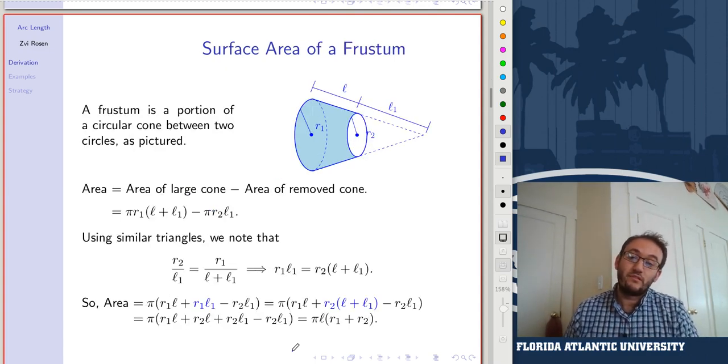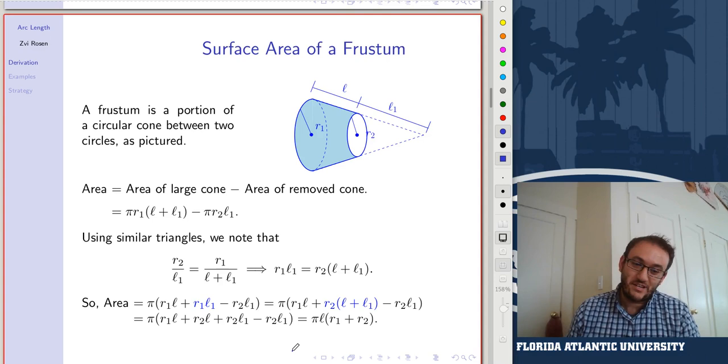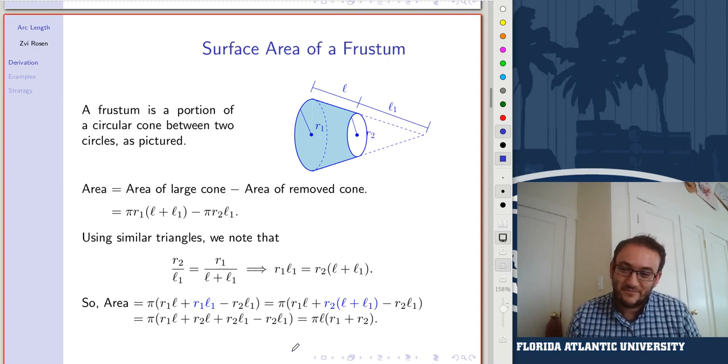Now we'll compute the surface area of a frustum. And a frustum is a portion of a circular cone between two circles, as pictured. This might not be a shape that you've seen before, but we'll be using it extensively in this lecture, so we should get familiar with it.